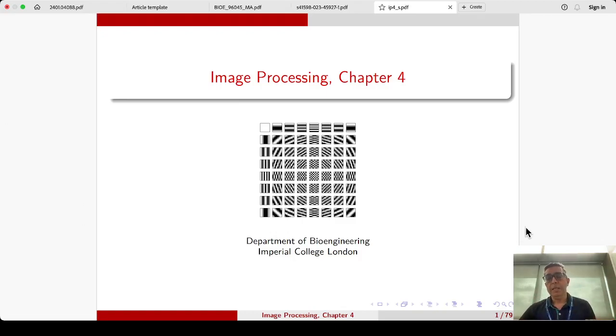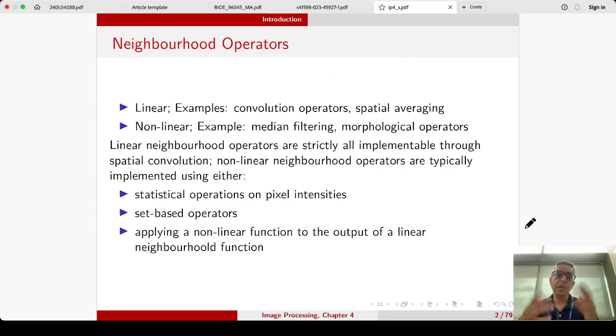Or more correctly, rather than thinking about a whole basis image, we flip this on its head and we start with a local operator, and that local operator then gets applied at different points across the image. The same operator applied to different neighborhoods. So that's the basic idea of neighborhood operators.